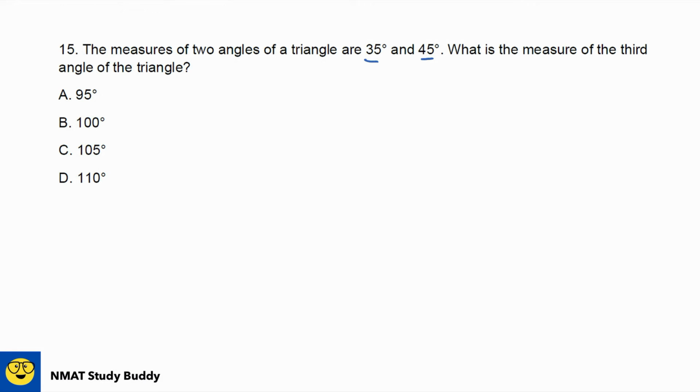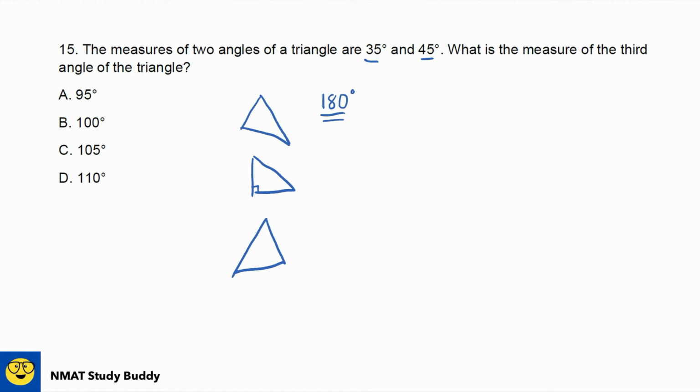What is the measure of the third angle of the triangle? So, kahit anong itsura ng triangle, kahit ganyan pa yan, or ganyan, right triangle, or ganito pa yung itsura niya, laging, yung sum ng angles ng triangle is 180 degrees. So, yan lagi yung total sum ng angles ng triangle.